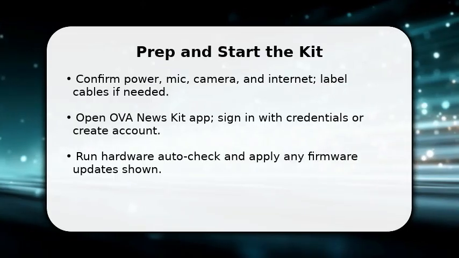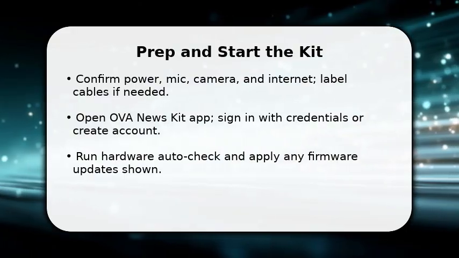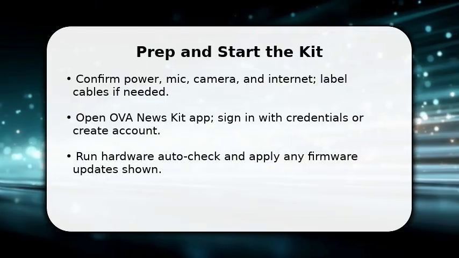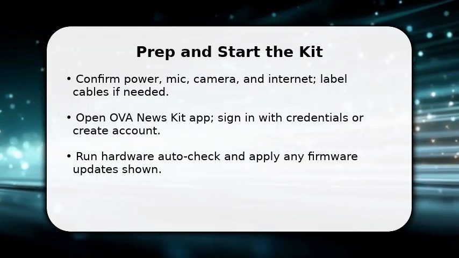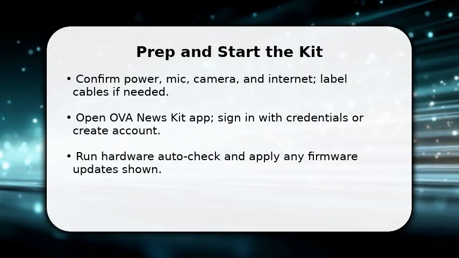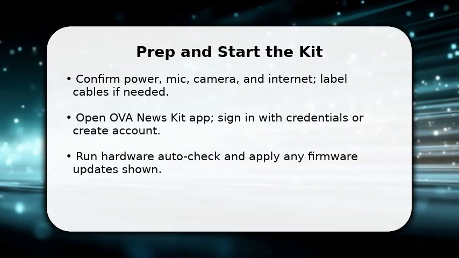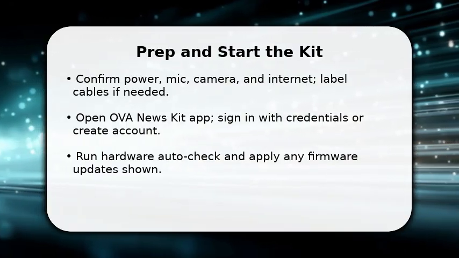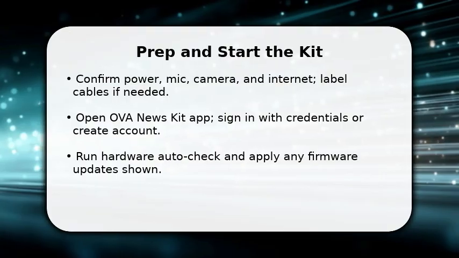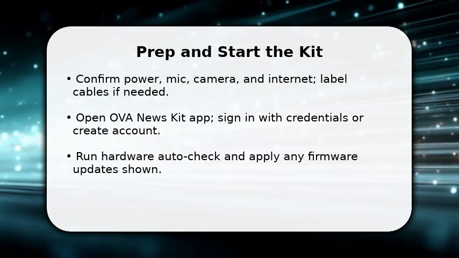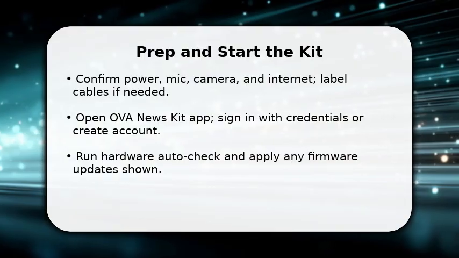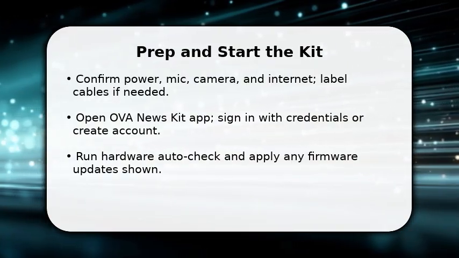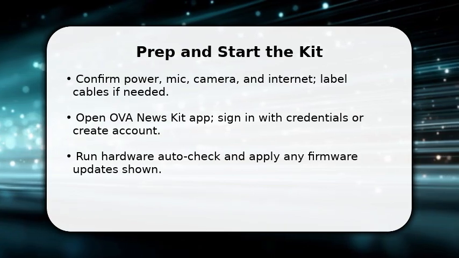You begin by confirming the essentials: power, microphone, camera, and a stable internet connection. Once done, plug components and open the Ova News Kit app to sign in. You should run the built-in hardware auto check so the kit detects devices and suggests firmware updates. This prevents audio glitches later. Make sure the camera angle and mic gain are roughly set now, because initial calibration saves time when you move into scene configuration and live mixing.